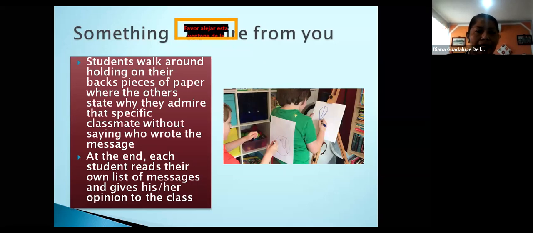and they won't say who wrote it. Here grows the positive feeling about you. I can say I admire Pedro because Pedro is a very polite person. So I'm going to write politeness. A student comes to Pedro's back and writes intelligence. Another student comes and writes, I don't know, fluency in English. So what do we have at the end?